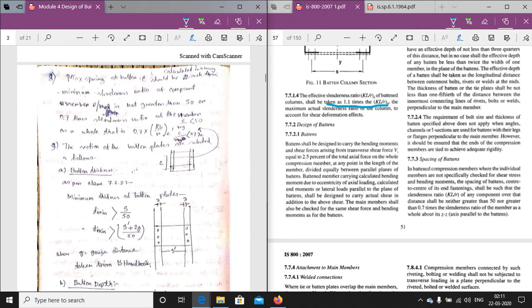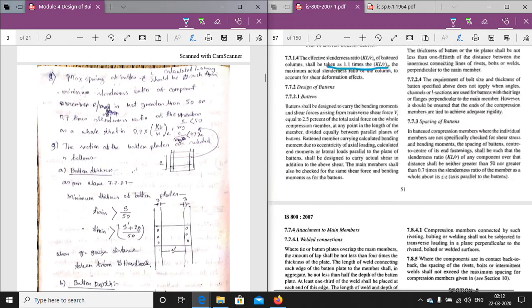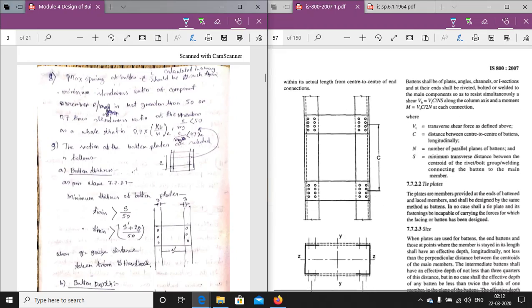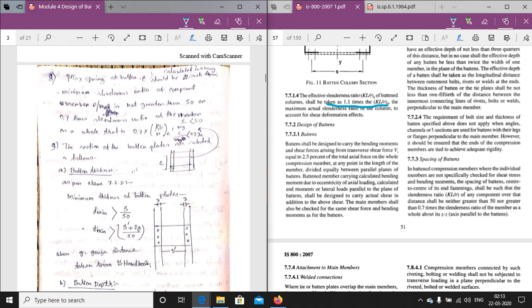Now coming to the design of the batten plate. Step number 8 we will discuss now. As per the code, the maximum spacing of the batten plate shall be as per clause 7.7.3. As per clause 7.7.3, the spacing of the batten shall be such that the slenderness ratio KL by r of any component over that distance shall be neither greater than 50 nor greater than 0.7 times the slenderness ratio of the member as a whole.